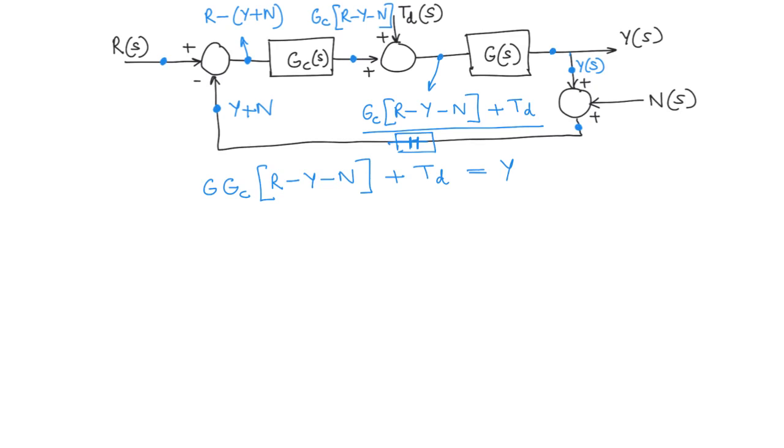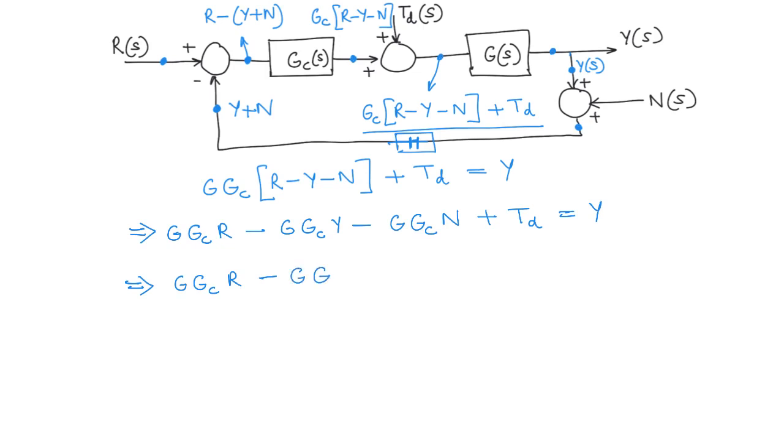So let's reduce this equation. And what do you get? You get G times Gc r minus G times Gc y minus G times Gc n plus Td equal to y. This means we get G Gc r minus G Gc n plus Td equal to (1 plus G Gc) y.